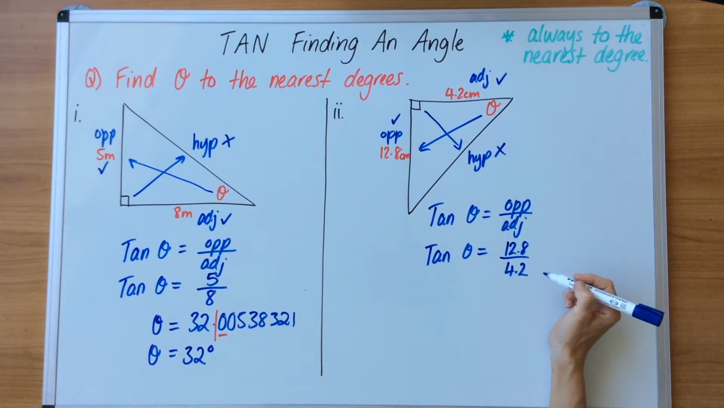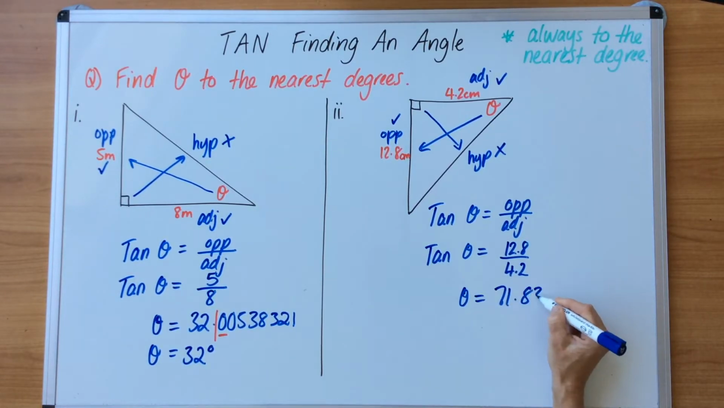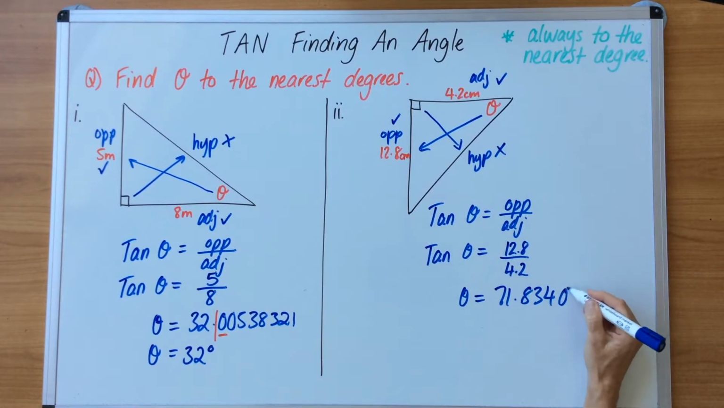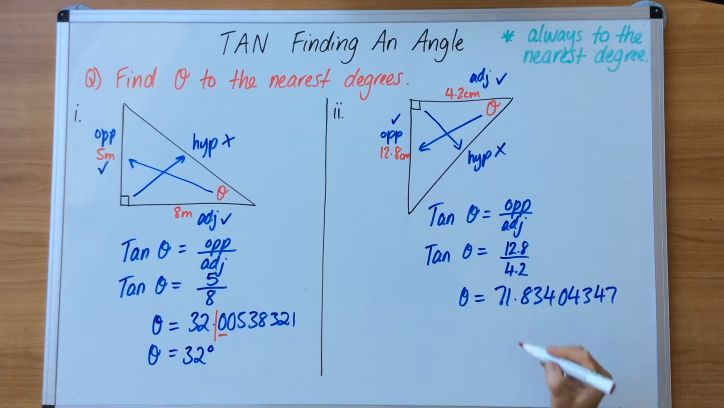And now we use our calculator. We click second function, tan 12.8 ABC fraction button 4.2 equals, and we get an answer of 71.83404347. And again, we have to round to the nearest whole degrees. So we put a line in front of the first decimal place, and we look at that number to see what we have to do. That number ranges between 5 to 9, which tells me we have to round up. So we are going to have 72 degrees.